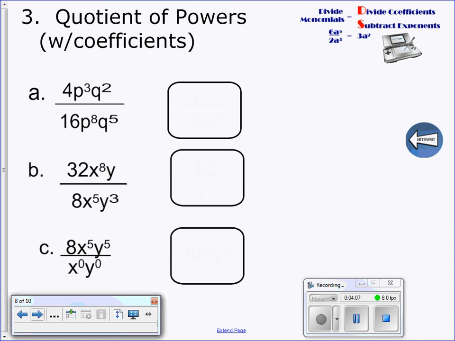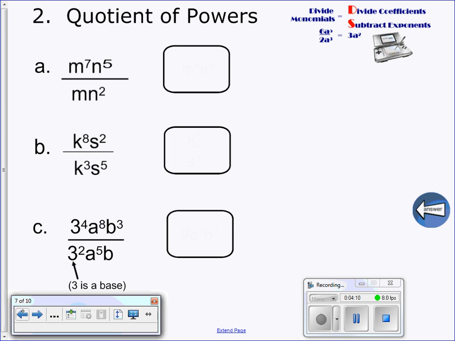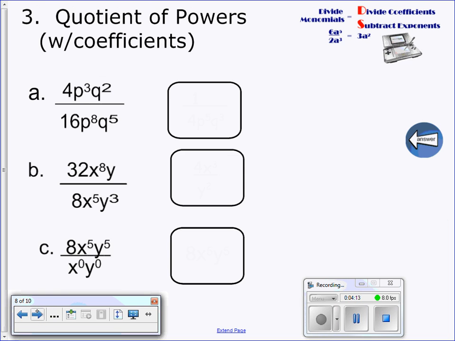Okay, with coefficients. Now notice how this is different than this one. This one, the 3 was used as a base. And in this one, the coefficients are like we always have. You think about 4 over 16 the way you always have it. So if you had 4 over 16, you would simplify that to 1/4. P to the 3rd minus 8 is p to the negative 5th. So p to the 5th goes on the bottom. Q to the 2nd minus 5 is q to the negative 3rd. So that also goes on the bottom. So 1 goes on the top. 4 goes on the bottom, p to the 5th, q to the 3rd.